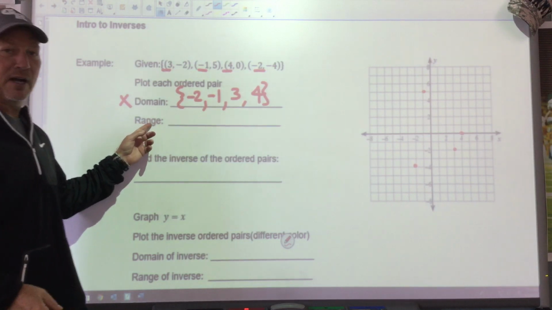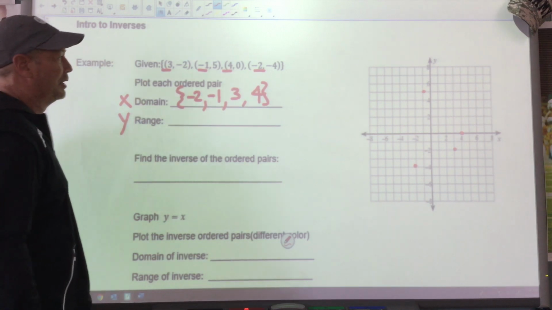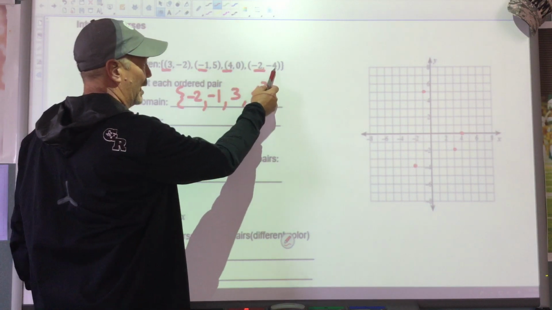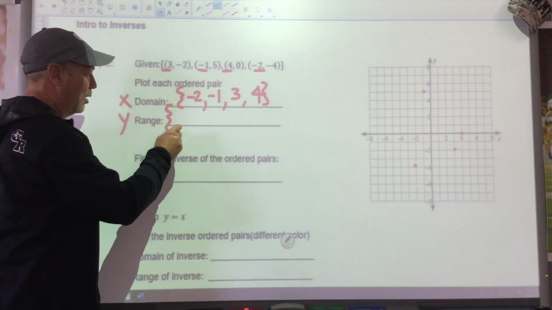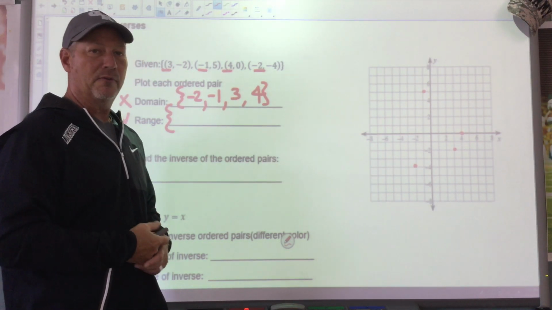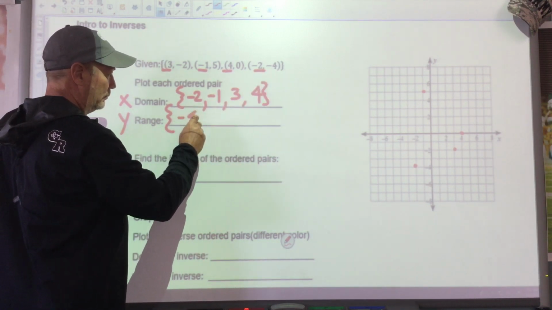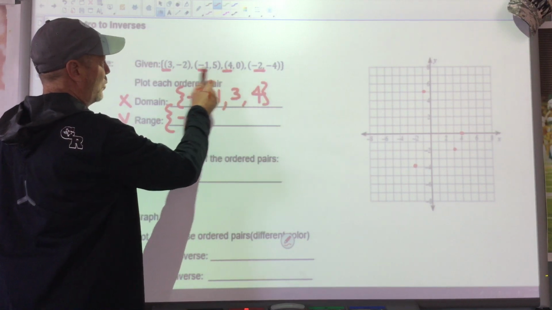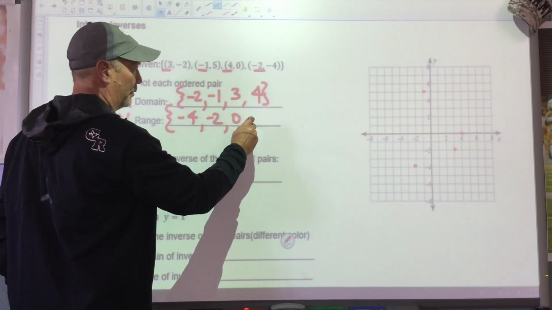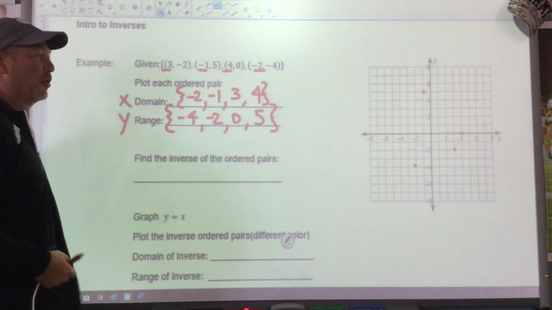They're going to ask us to define the range or state the range. Your range is going to be your y values. And my y values are negative 2, 5, 0, negative 4. We will list those also smallest to biggest, and we will not repeat a value if it happens. So my smallest y value is negative 4. The next smallest y value is negative 2. Then we have a 0. And then we have a 5. That's our domain and range.